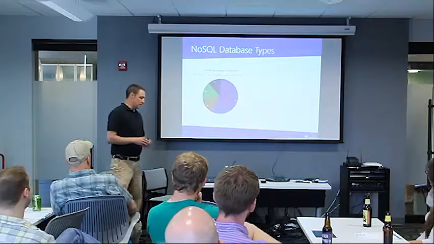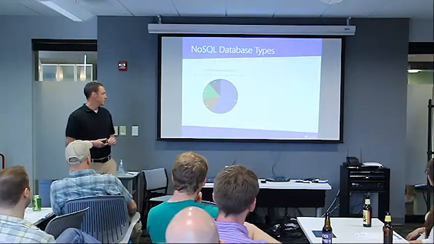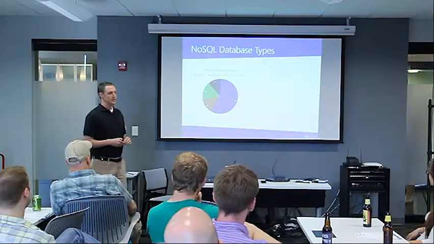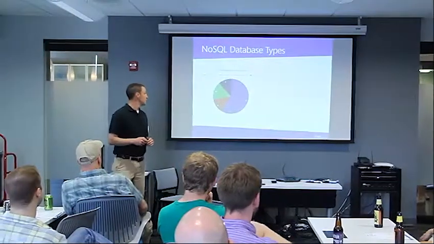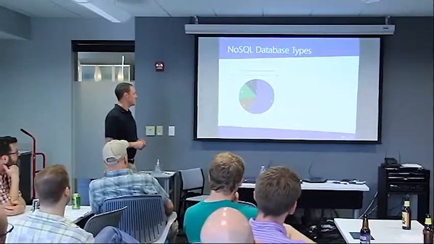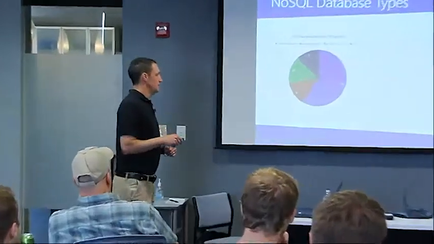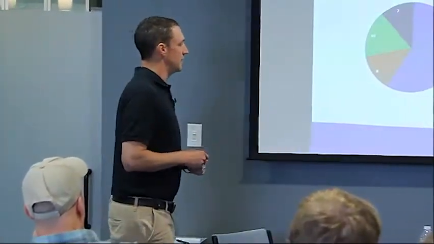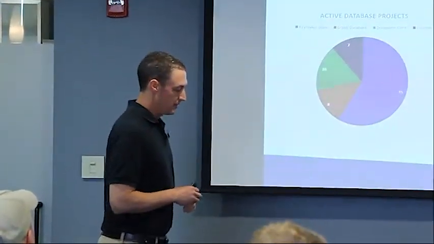So we wanted to take a look at where the activity for the current active open source projects is as far as the database type. You can see here the key value store is definitely, it's at 35 if you can't see that. That's definitely the most popular, and that is because of its ease of implementation and its ability to quickly store and retrieve massive amounts of data.